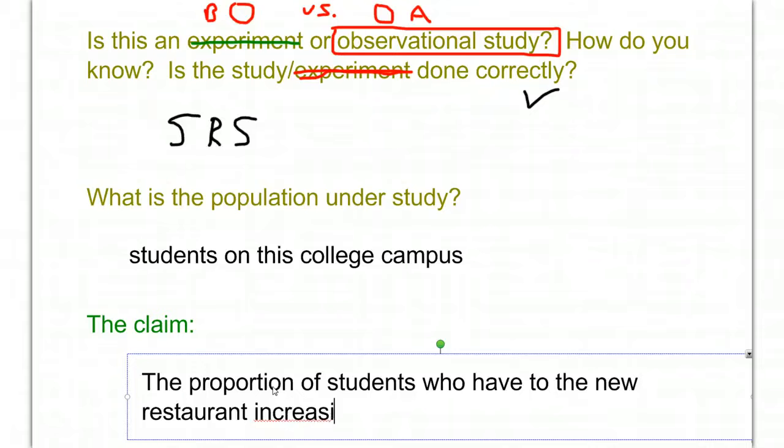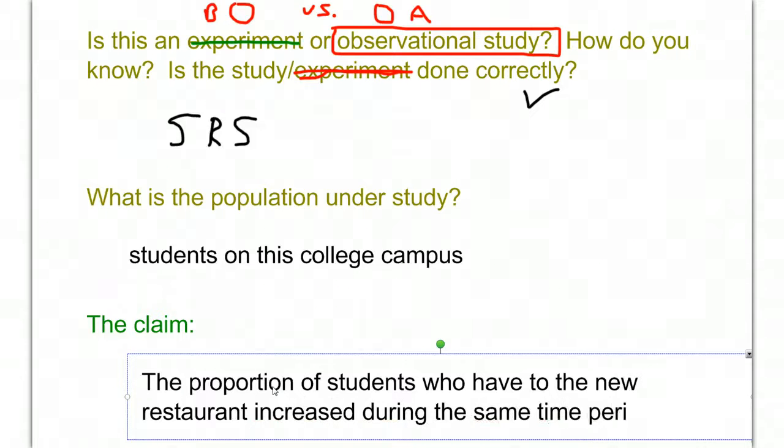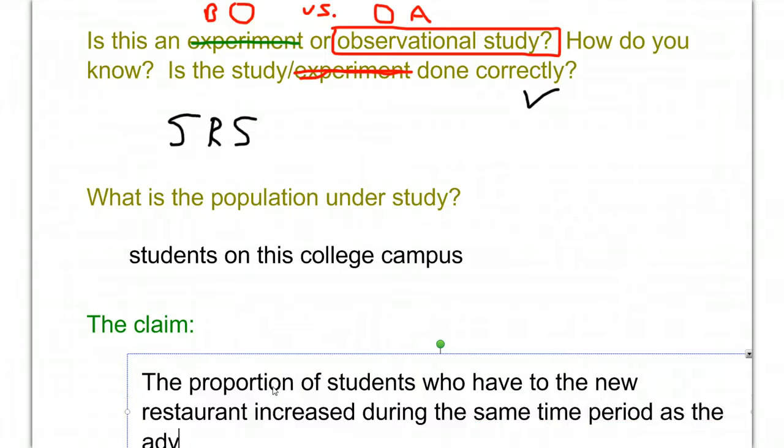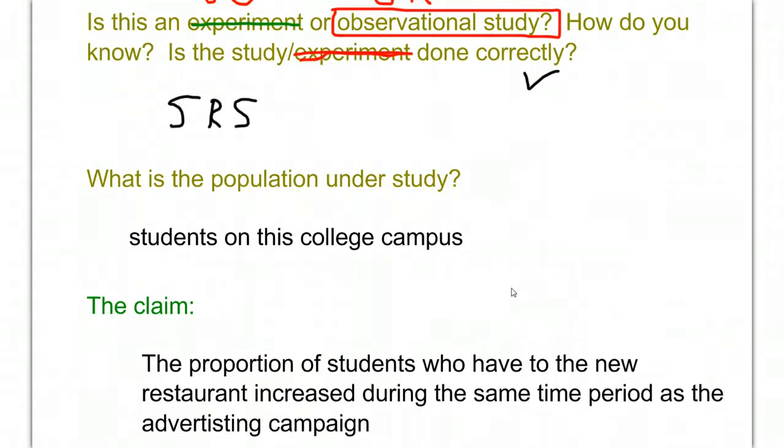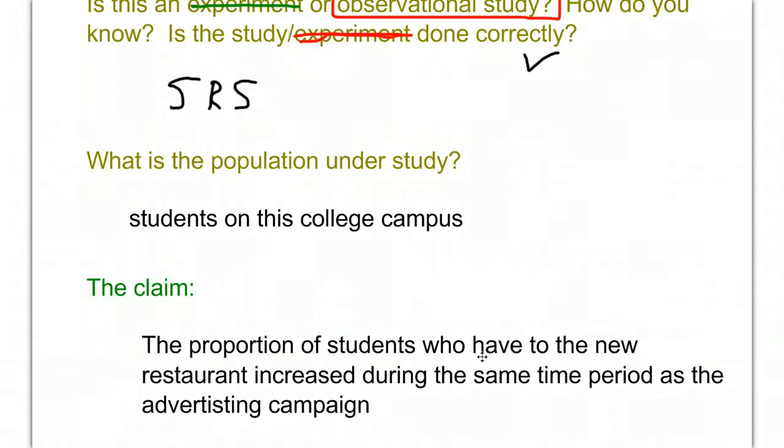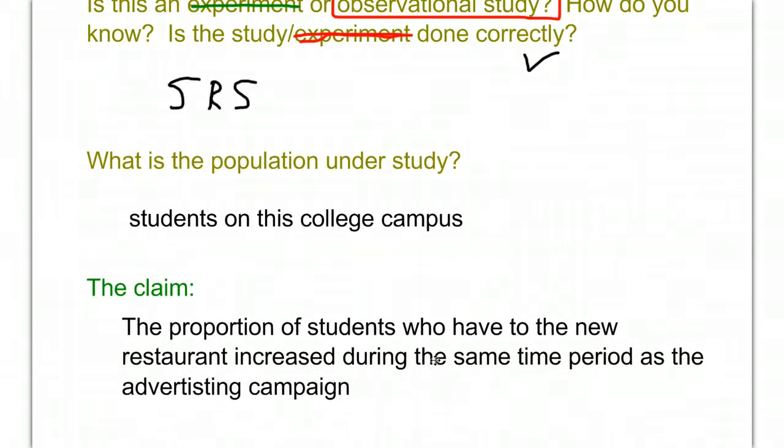increased during the same time period as the advertising campaign. Or you could say, while the advertising campaign was going on, the proportion of students who came to the new restaurant increased. The important part is to not attribute why this happened, because we don't really know. If we ran a proper experiment, we might be able to determine why. In this case, we can assume that perhaps it was the advertising campaign, but we have no statistical proof.